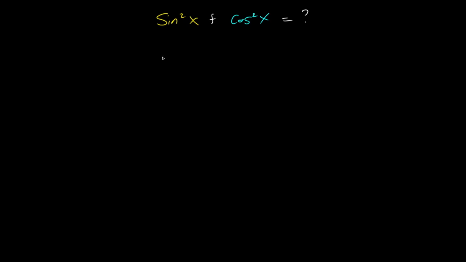Today we're going to be exploring the Pythagorean identity, sine squared x plus cosine squared x equals 1. But let's find out the actual proof behind this. Let's say we don't know what sine squared x plus cosine squared x is. Let's just try to figure it out.